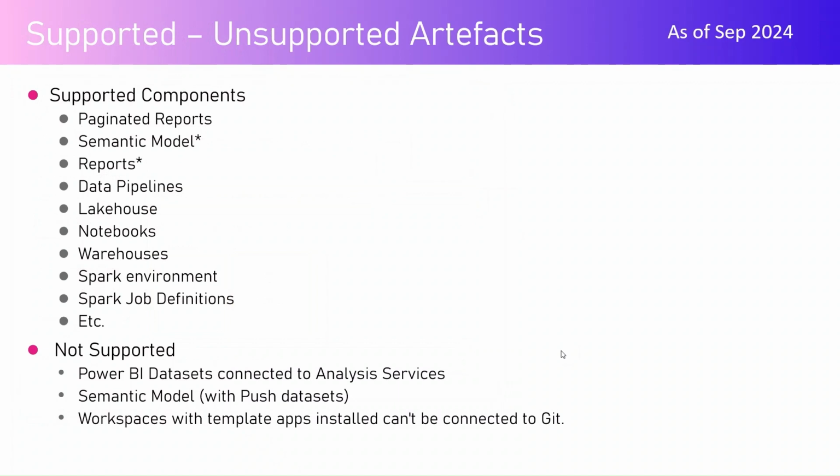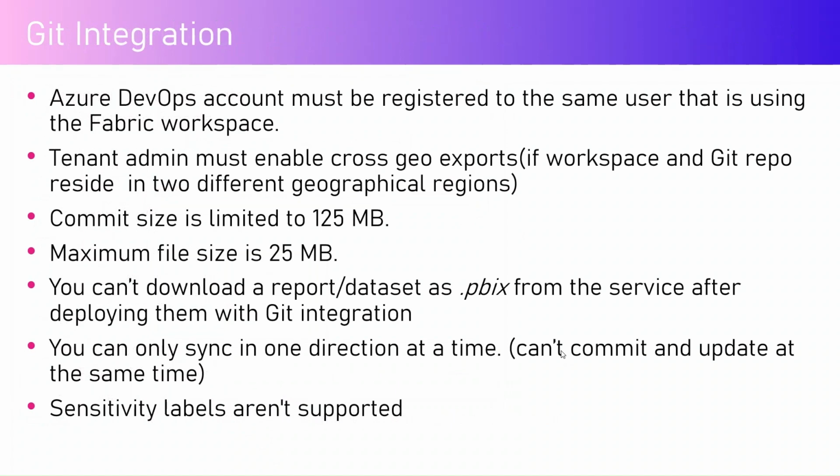However, from a semantic model or reporting perspective, if you are connecting to a data source which is Analysis Services, it is not currently supported. Similarly, a semantic model with a push dataset is not supported as part of the artifacts. A workspace with a template app installed cannot be connected to Git at the moment. From a Git integration perspective, the Azure DevOps account must be registered to the same user that is using the Fabric workspace. The tenant admin must also enable cross geo exports, which I'm going to demonstrate in the demo.